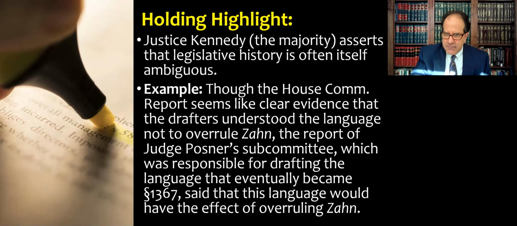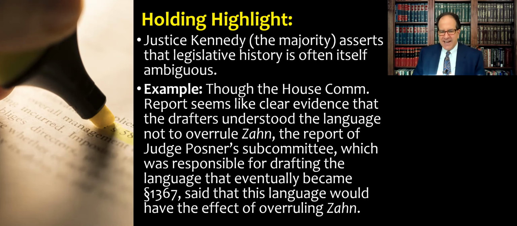So Justice Kennedy, for the majority, asserts that the legislative history is often itself ambiguous. And this is a very important point from the case, is that we're usually using legislative history to resolve ambiguities in the statute, figure out, well, what did Congress mean by this ambiguous term or phrase? And so what happens when the legislative history is also ambiguous? Do we use statutory construction to figure out what the legislative history means, or what? And here's the example.